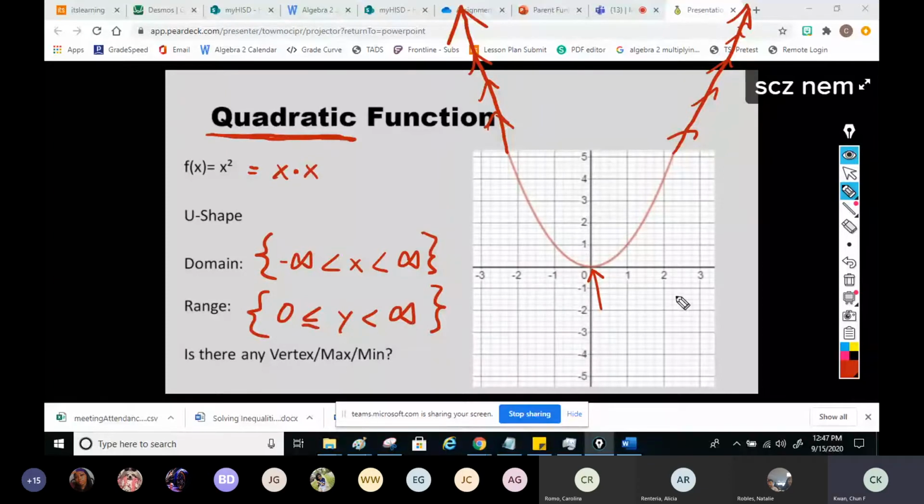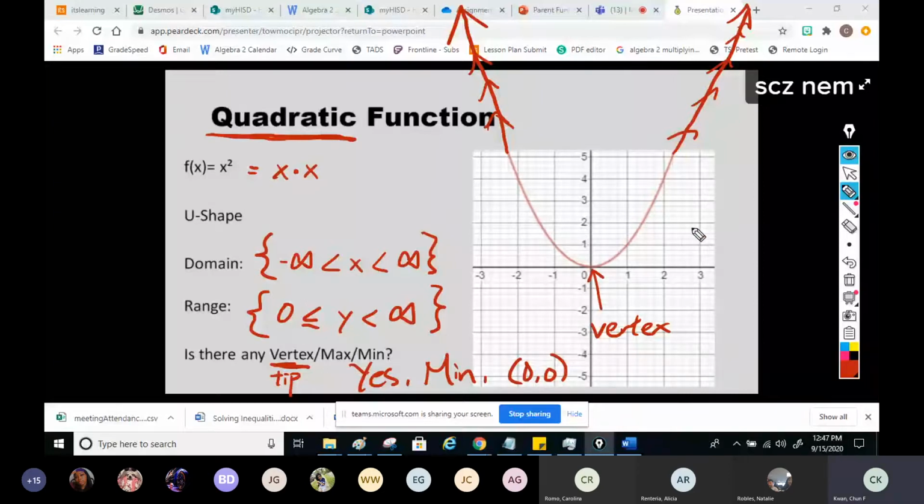All right. And then is there any vertex? Vertex is, once again, the tip of the graph. And yes, there is a vertex right here. This is the vertex. It is a minimum because it's pointed down. And the vertex is located at the origin, 0, 0. So 0, 0 is where the vertex is.